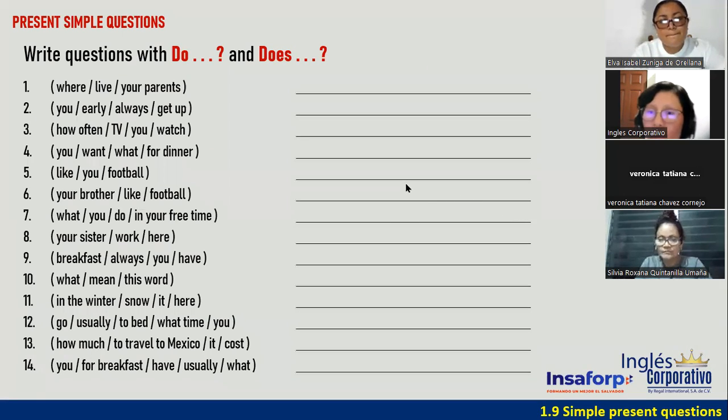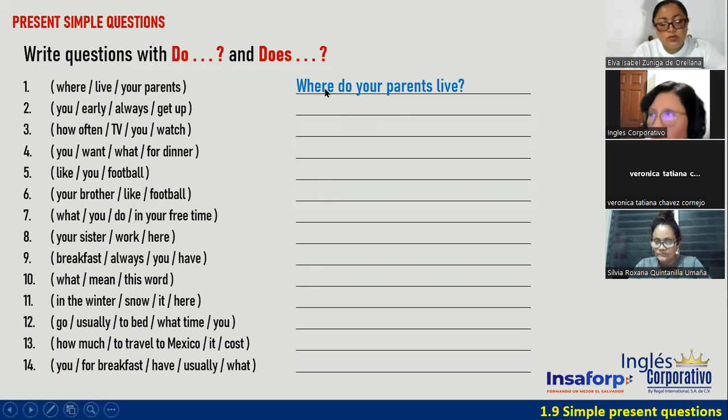Where does your parents live? Okay, very good. So in that case, let me ask you first. Primero, parents, is it singular or plural? Plural. Ajá. Entonces, ¿cuál sería el auxiliar que necesitamos? Do. Very good. Exactly, right? So in this case, the first one is, where do your parents live?